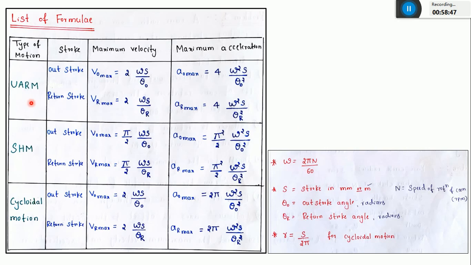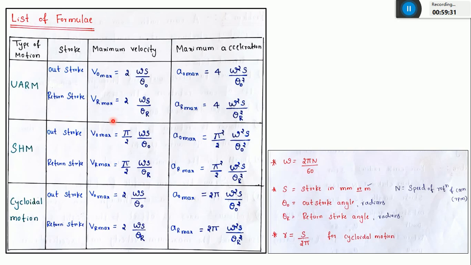So based on different conditions, whether you want to design the cam profile for a knife edge follower, a roller follower, or a flat faced follower, and whether you want a uniform acceleration and retardation motion of the follower, a simple harmonic motion, or a cycloidal motion, you are going to calculate the maximum velocity and maximum acceleration during outstroke and during return stroke. O means the outstroke, whenever the follower is moving in an upward direction, it means the follower is rising. Return stroke means the follower is moving in a downward direction, returning back to its original position.